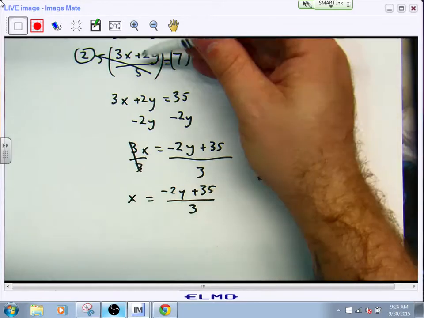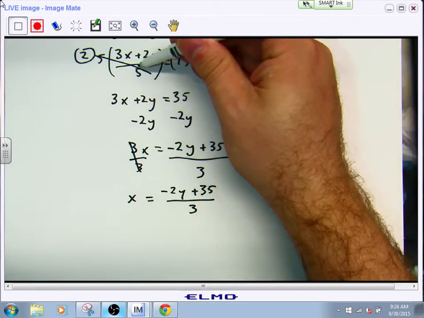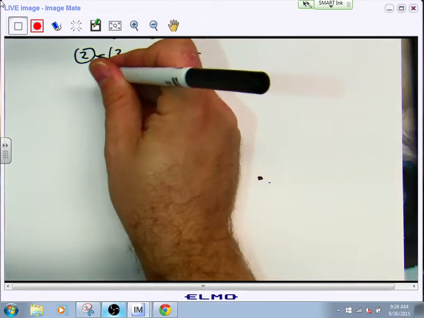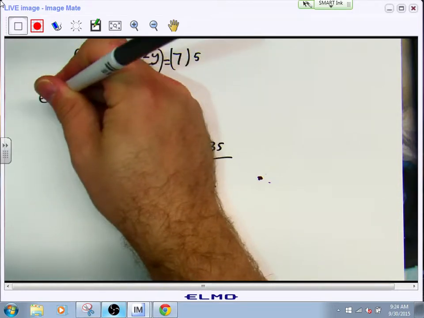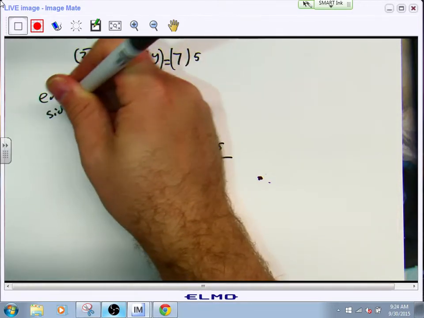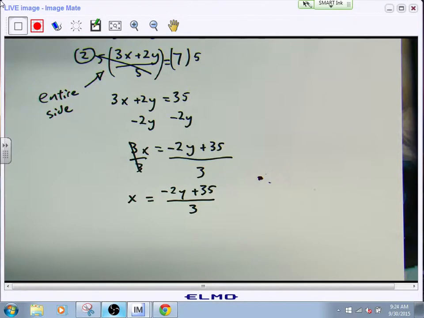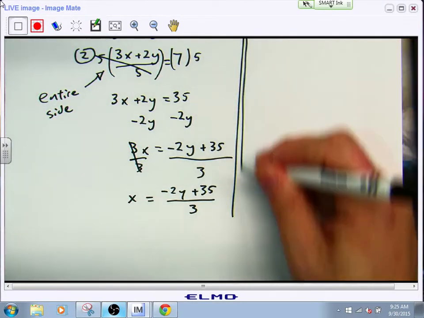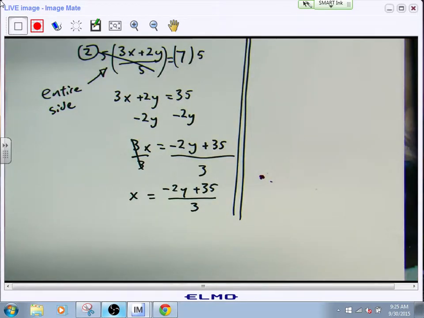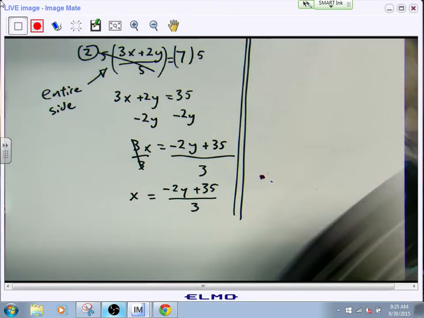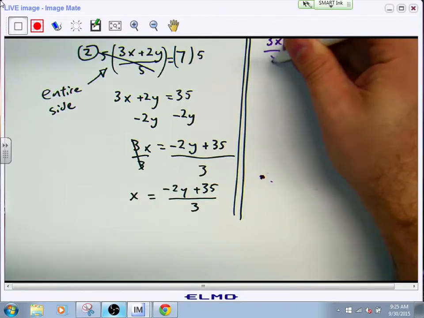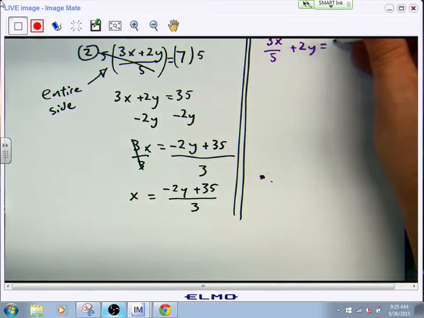All right. So you want to be careful when you see things like this, where you have that divided by, and it's divided by the entire side. You see that right here, the entire side was divided by 5, so we're going to start by multiplying by 5. Now, this could be tricky. I'm going to go into an alternate universe here. It's an alternate universe where the problem was slightly different. Let's say instead, and this isn't one of your homework problems, I'm just coming up with this one, but let's say instead I had 3x divided by 5 plus 2y equals 7.